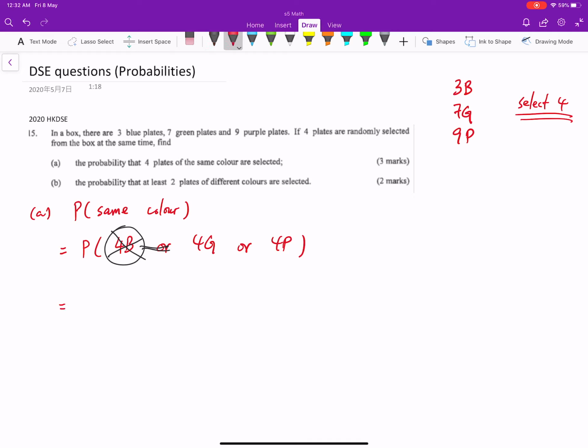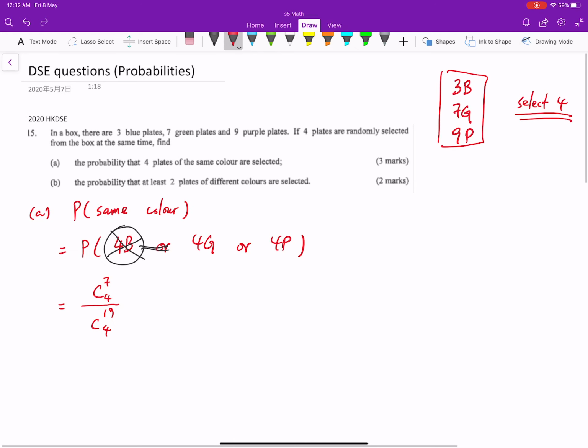Okay, then now, if we want to pick 4G, that means 4 green planks. So you get 7C4. And in total here, you have 19 planks, right? So you have 19C4 as the denominator. And for 4 purple, you have 9C4. This is over 19C4. Okay, so finally, you will get this answer.